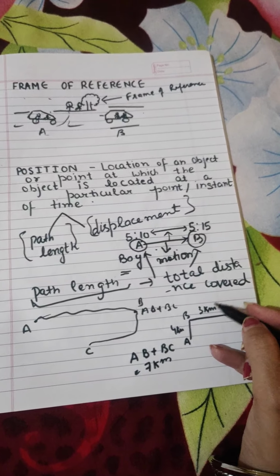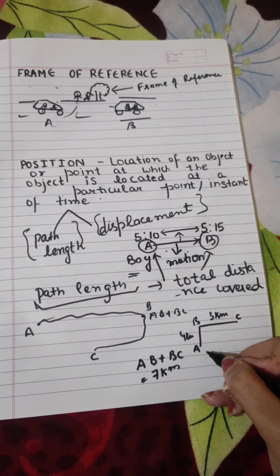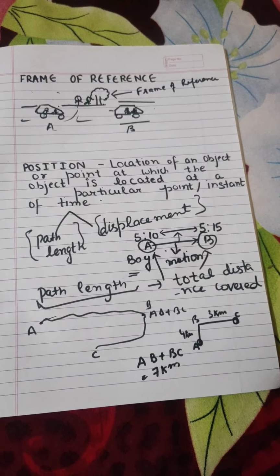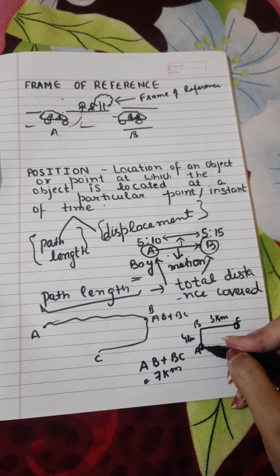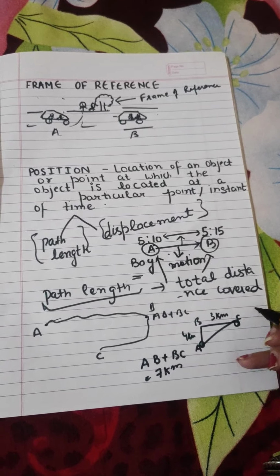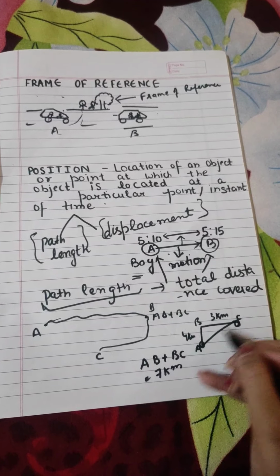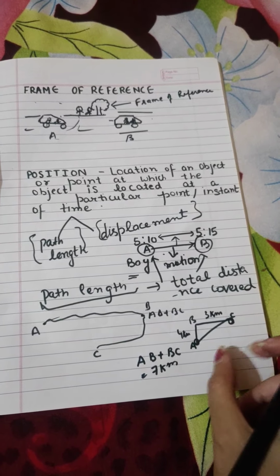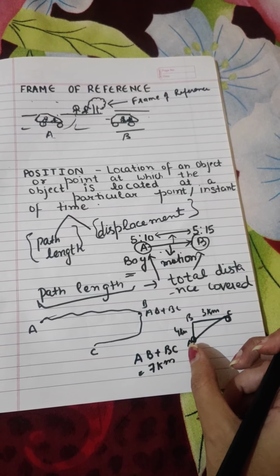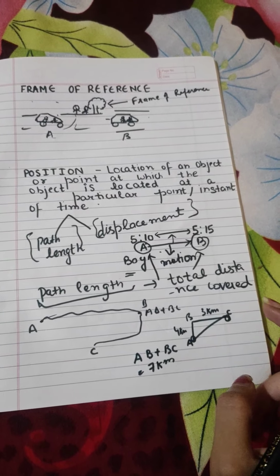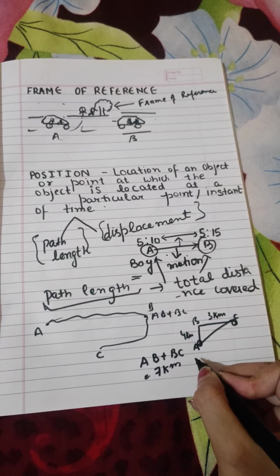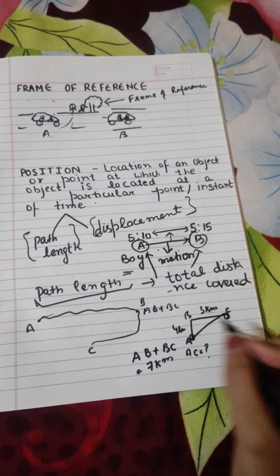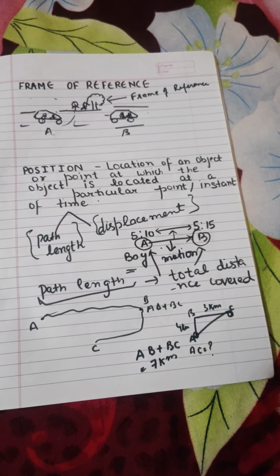So my path length or distance is the total distance covered, that is the 7 kilometers, but I want my displacement. Displacement is going to be this, from the initial point to the final point, my shortest distance. So my shortest distance is definitely going to be this if I move directly, right? So AC is my displacement, the shortest distance between my initial and final point. Now I need to know what my displacement AC is going to be. I can use the Pythagoras theorem here and find the value.